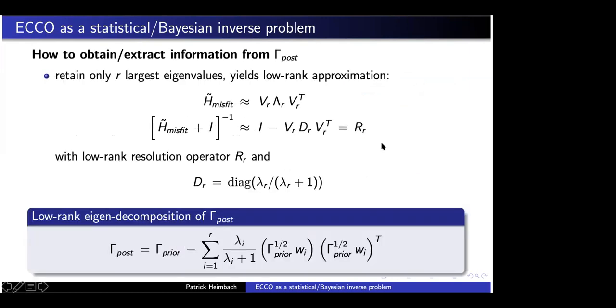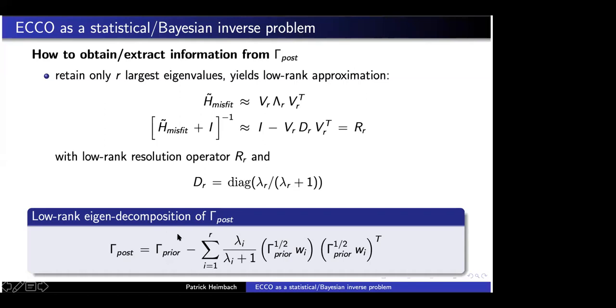This leads to, after some algebra, a low-rank eigendecomposition of this posterior that actually makes the problem tractable. It leads us to both an inference of the directions in parameter space that are best constrained, the eigenvalues corresponding to those directions, and then a measure of the posterior and how much the observations are basically helping to reduce the prior information.